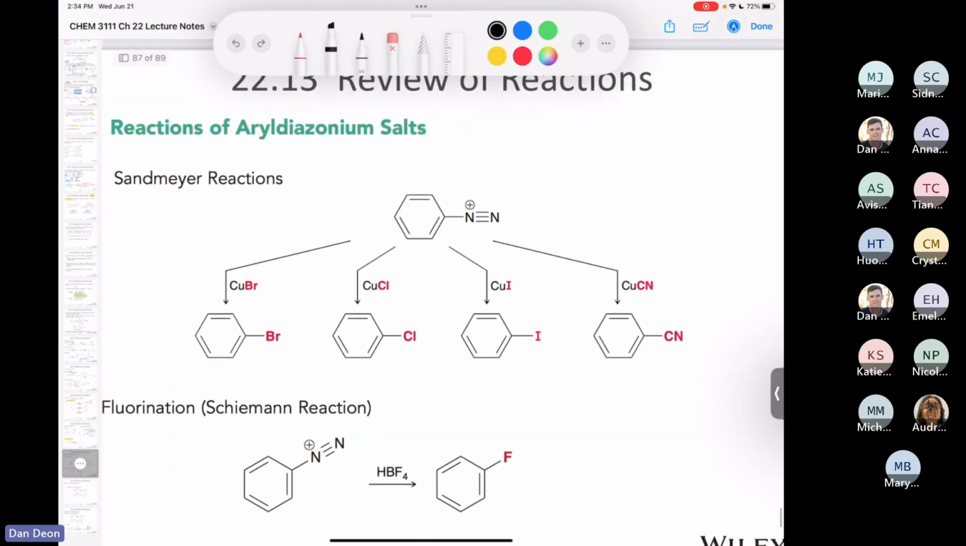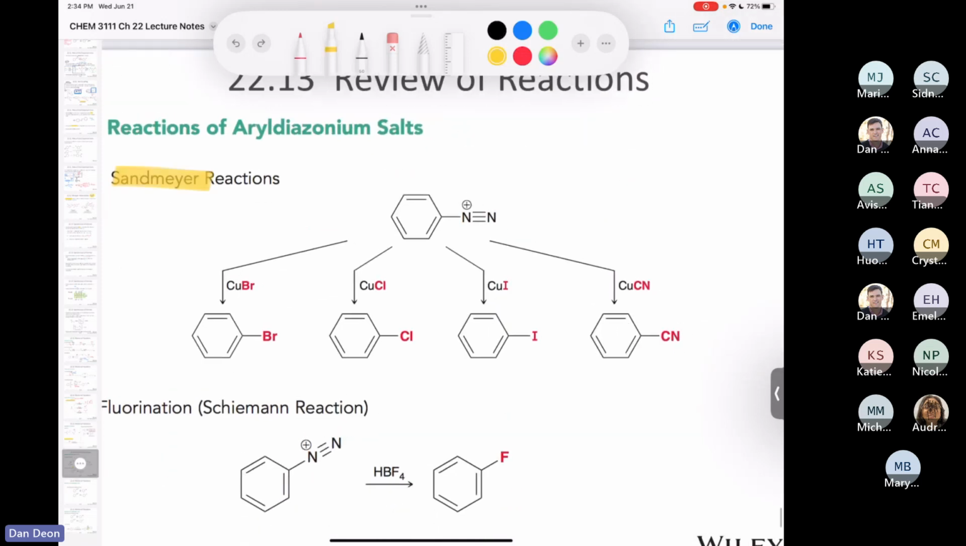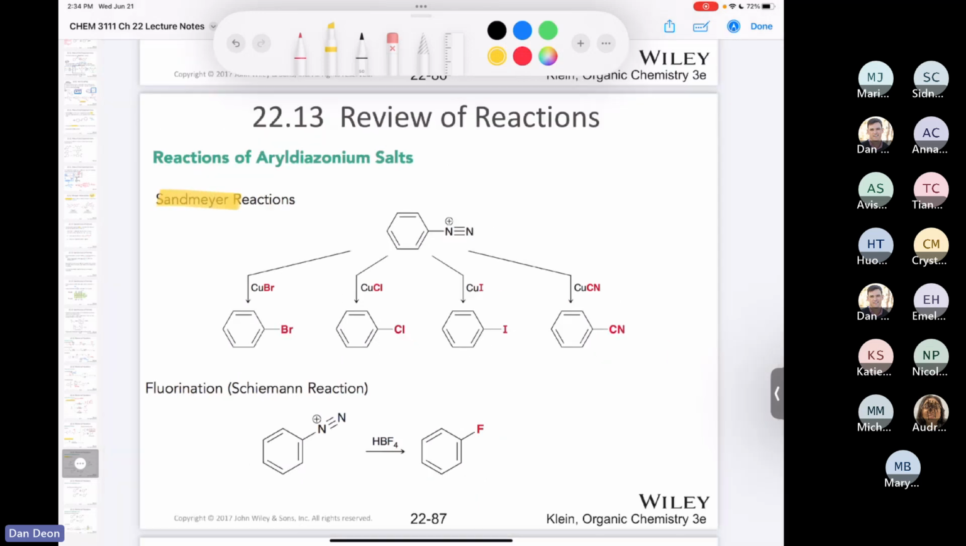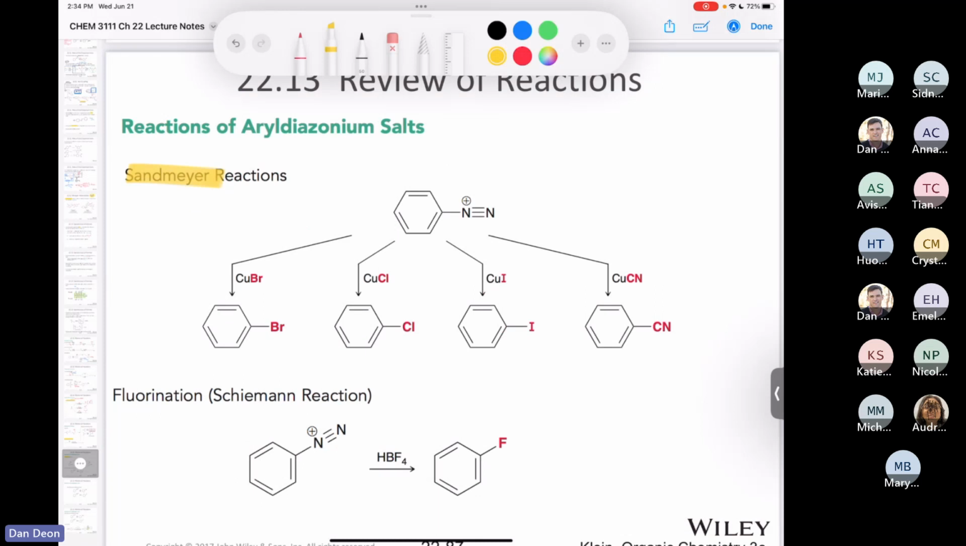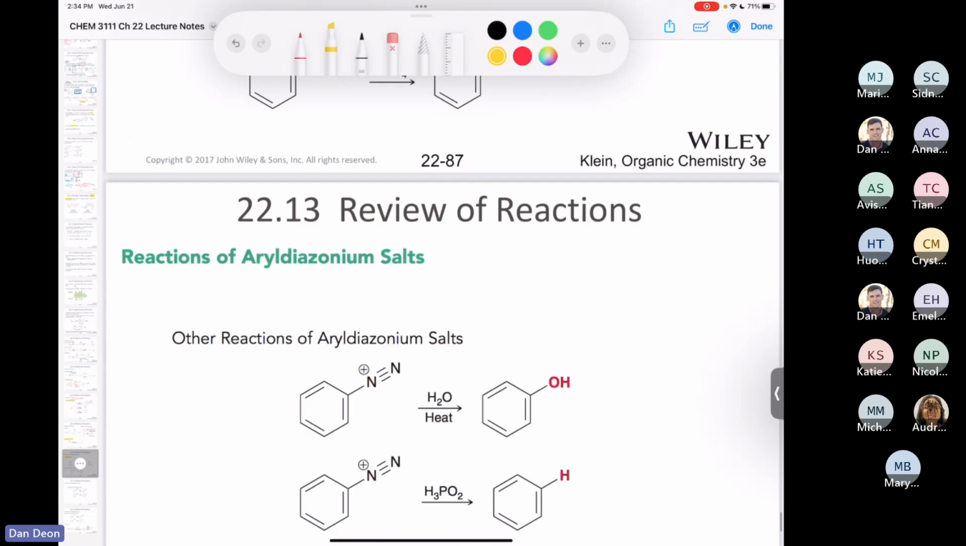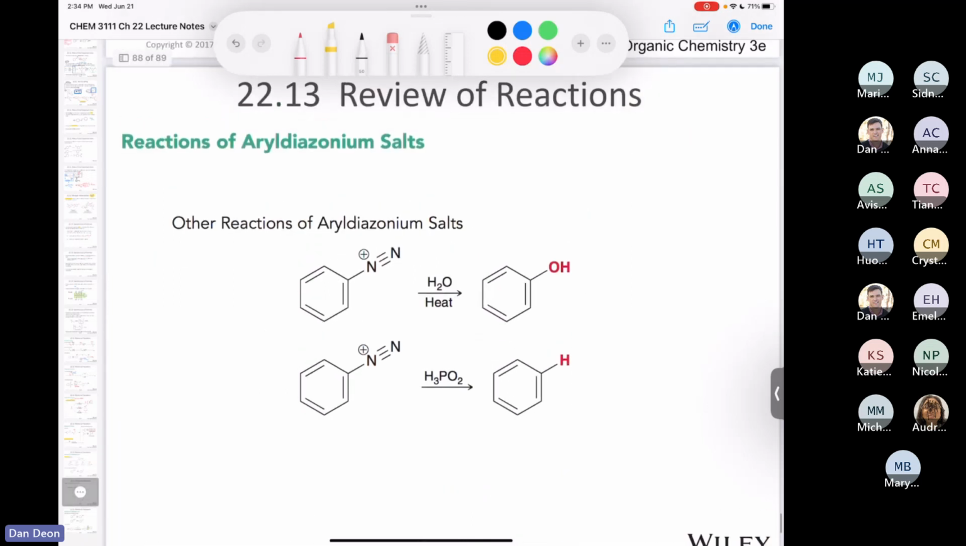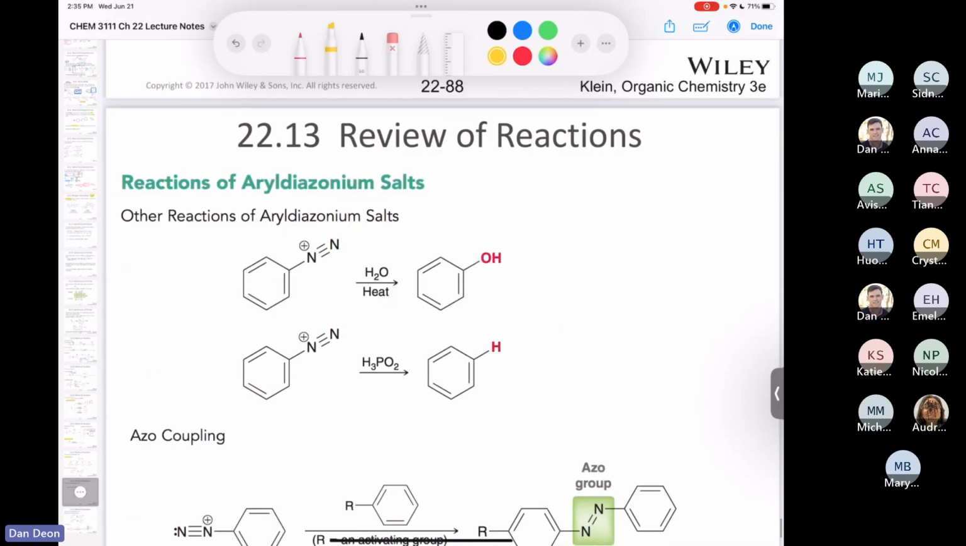Then we talked about all the Sandmeyer reactions that you need to know with cuprous bromide, chloride, iodide, and cuprous cyanide. Then we went over the Schiemann reaction. So that's fluoroboric acid that you use to install a fluorine. We talked about reaction with water and heat. That makes a phenol. And then hypophosphorous acid just removes the diazonium ion and installs a proton in that position.